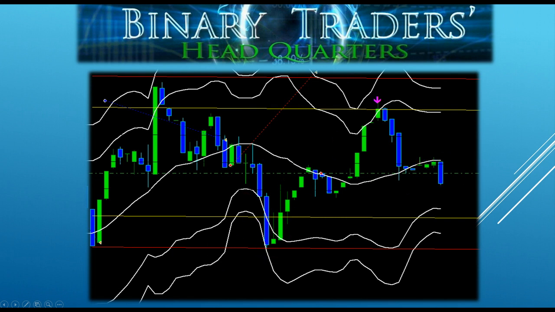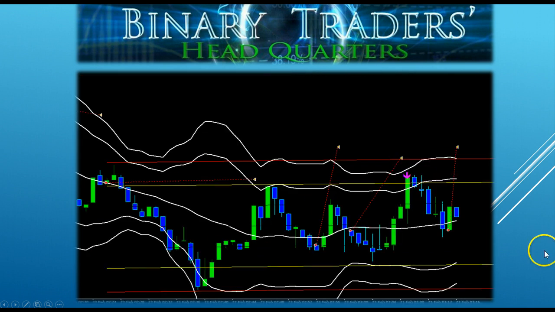This is the perfect setup. Here's another example. We've got a ranging trend channel, Bollinger Bands wide, the width of the channel, price moving nicely up and down through the trend channel, body of the candle breaking Bollinger, breaking trend, firing. 55th second, take the trade, boom, win, very nicely.